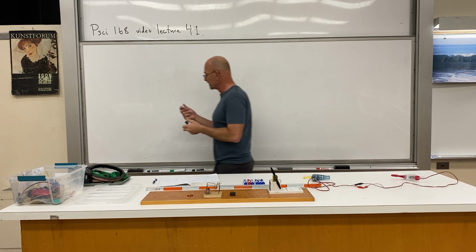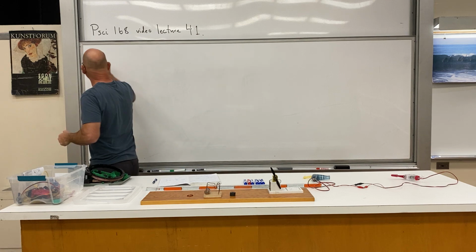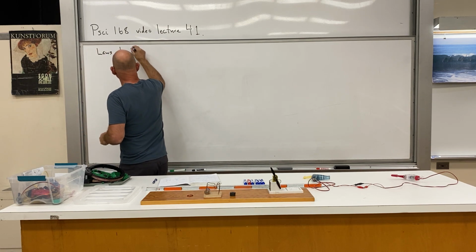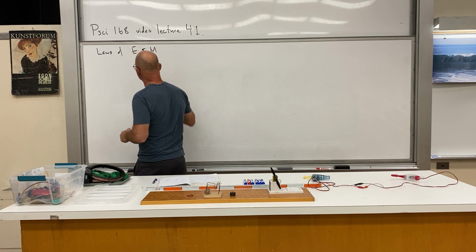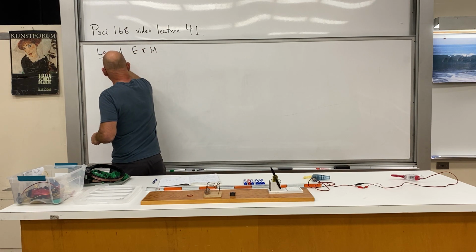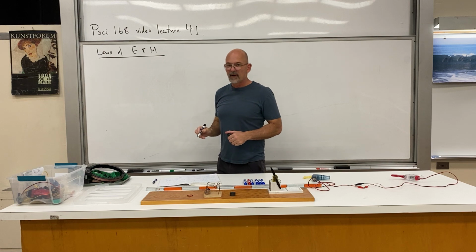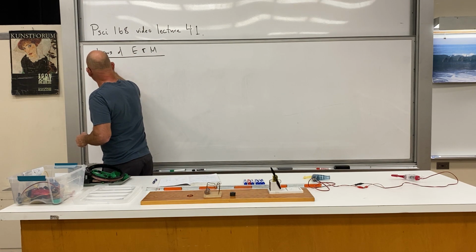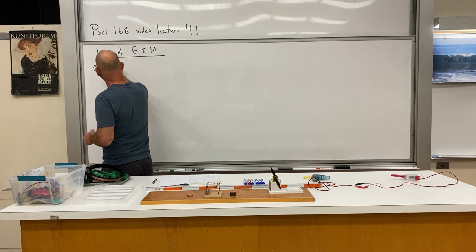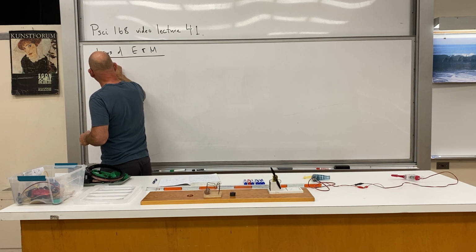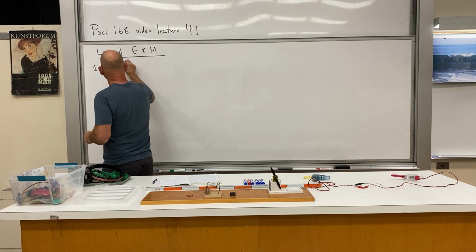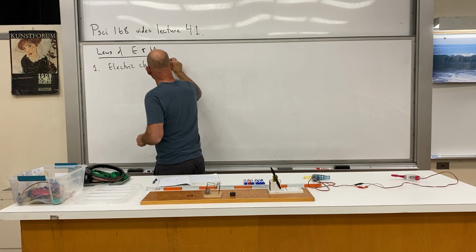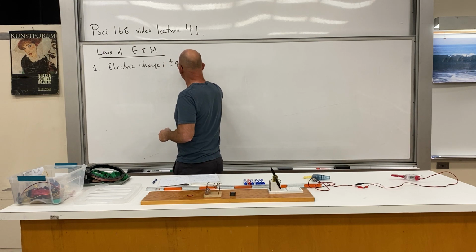I'll list them on the board here. So, laws of electricity and magnetism. This is a good way to remember what's going on and all the connections that obtain here. So for electricity, we have electric charge, and we know it comes in positive and negative.